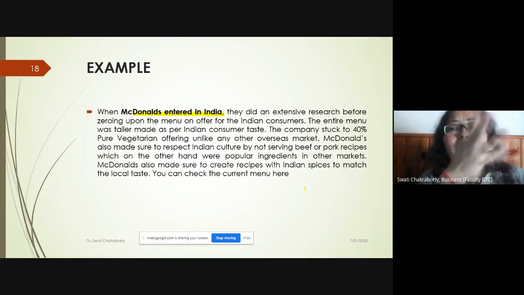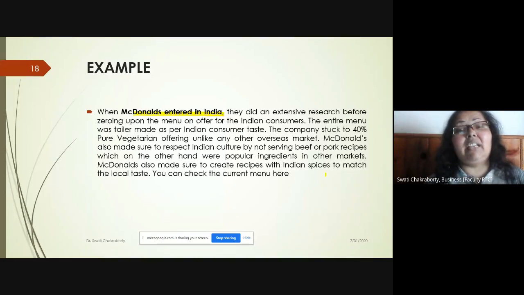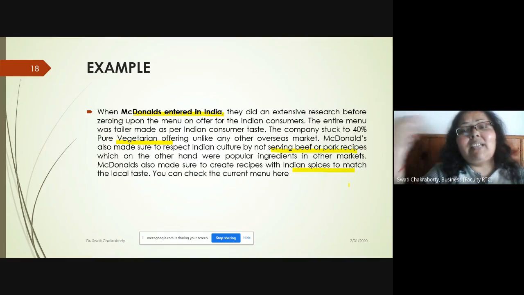When they came back, they had not done proper research. On returning, they did extensive research and then came up with menus tailor-made to the Indian market. They were not serving beef or pork recipes. They had pure vegetarian burgers, and food using Indian spices to match the local taste. And today, McDonald's is running successfully.